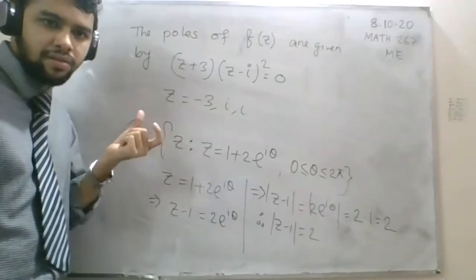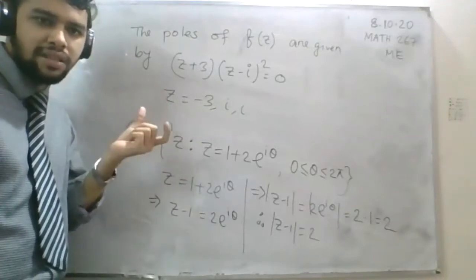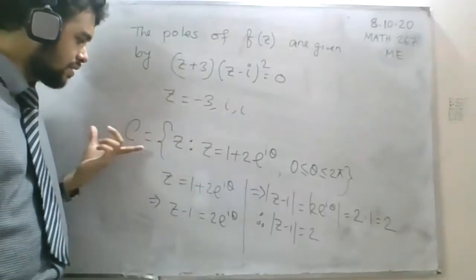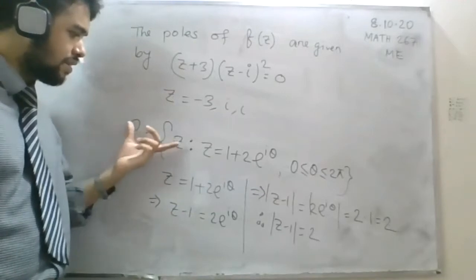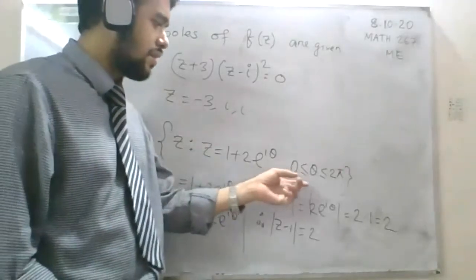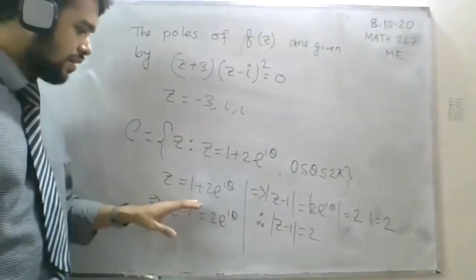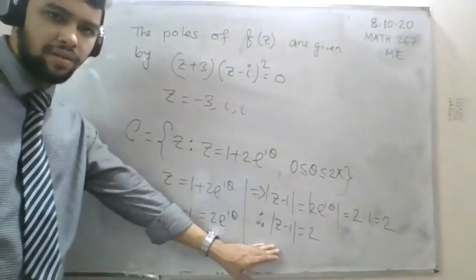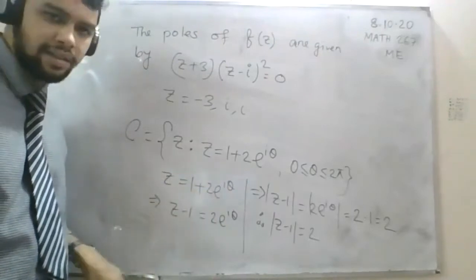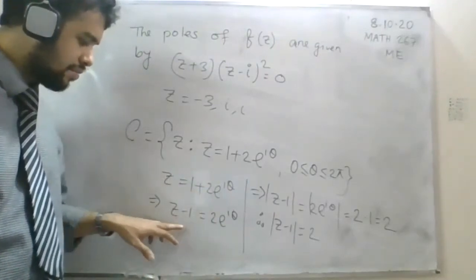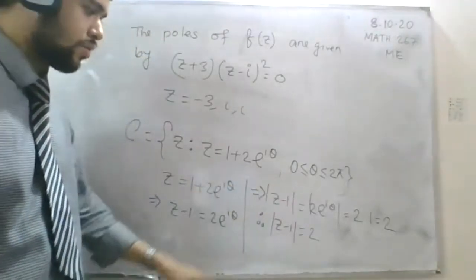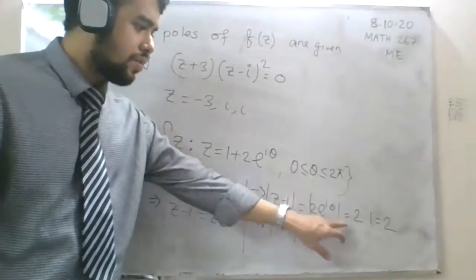So every problem gives the circle or curve condition, which is modulus of z equals 4, 5, anything. So here the condition is the circle z equals 1 plus 2 e to the power i theta, where theta is 0 to 2 pi. Now you have to find the condition: z equals 1 plus 2 e to the power i theta. After that, you can write z minus 1 equals 2 e to the power i theta, and then take the modulus of both sides, and you get only 2.